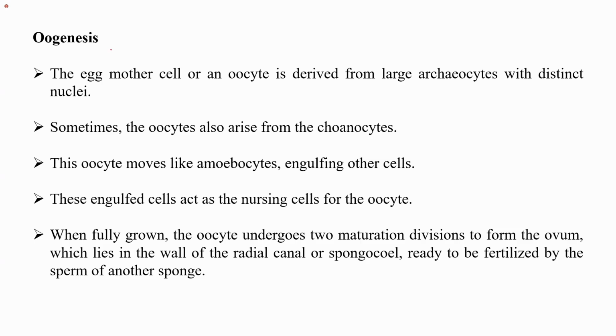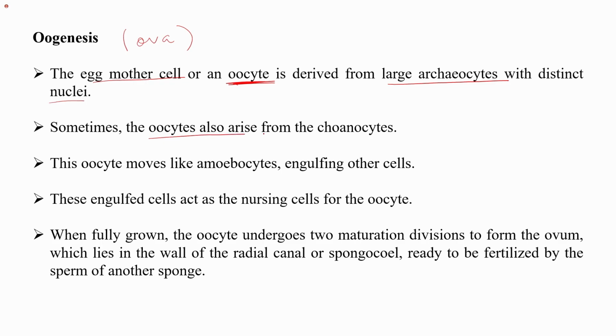How does oogenesis occur? Oogenesis is the process of formation of ova, right? So the egg mother cell or an oocyte is derived from large archaeocytes. We know even in literature, whenever you read about the ova formation or the sperm formation, you will always find that the egg cells are usually the larger cells. So they are derived from the larger archaeocytes with distinct nuclei.